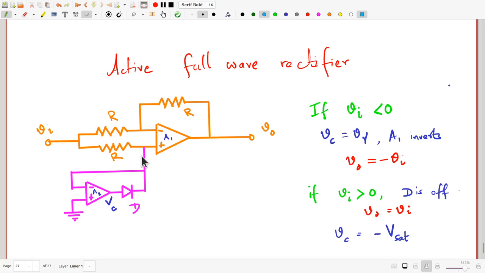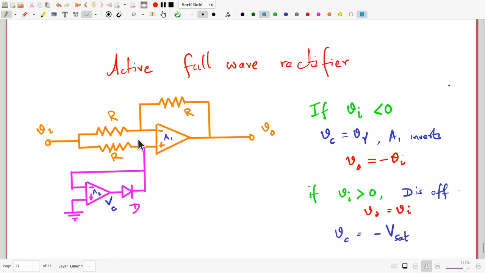So in this circuit, if you forgot the lower part, if this end were shorted to the ground, the output would be -Vi. If this were open, the output would be +Vi. Now, this is exactly what is going to be achieved by this purple circuit here.